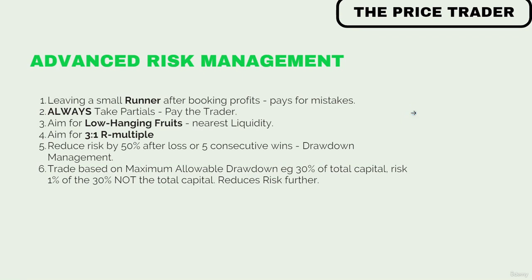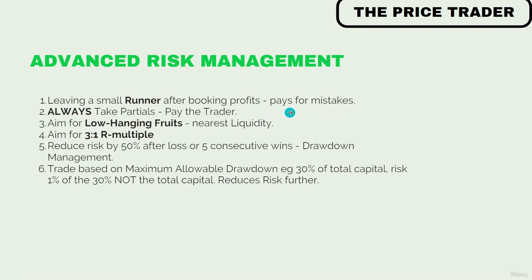So more on risk management, this is an advanced step that you can take even further. The first thing you want to do is leave a runner after booking profit. So maybe you have booked 3R, so you want to leave a small runner. It could be even 20% of your initial position. This will actually really aid you in paying for those mistakes that you made in the past that resulted in trade losses. So that runner could be really useful in increasing your equity even to a higher level.